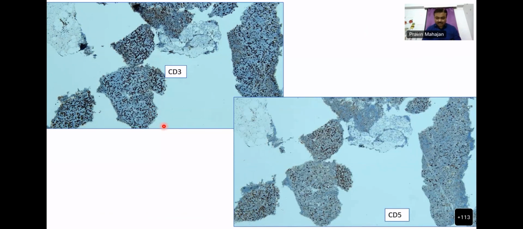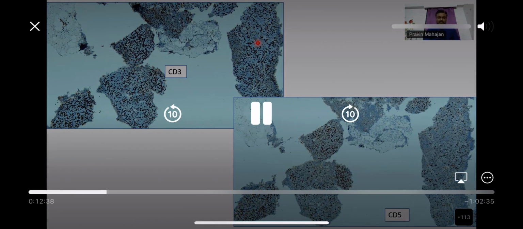You always compare CD3 with CD5, because when CD5 starts to come in B cell lymphoma, it is a very significant thing, even though it is a T cell marker. So here you can see in CD3, the darkly staining cells are actually reactive T cells, small reactive T cells, and in between there are these blue areas, wherein the tumor cells, the actual cells of interest, have not taken up the CD3.